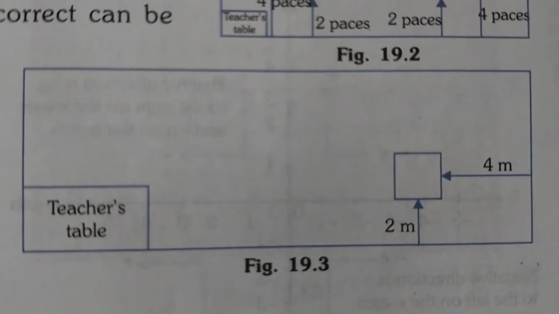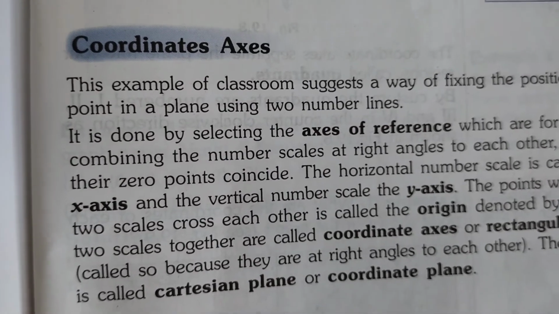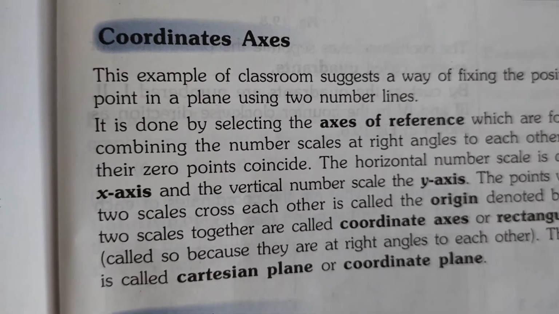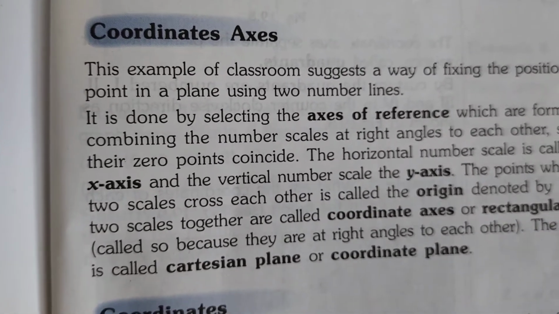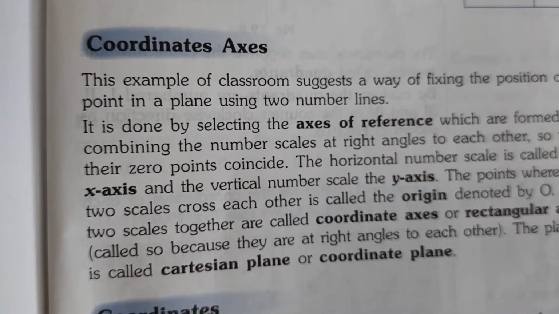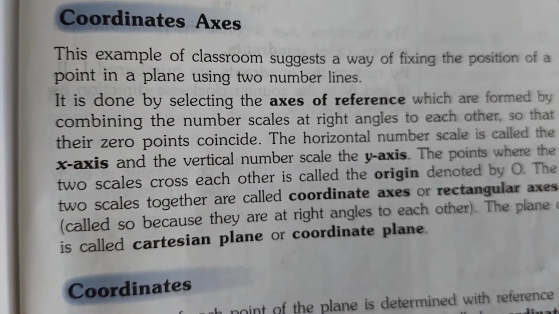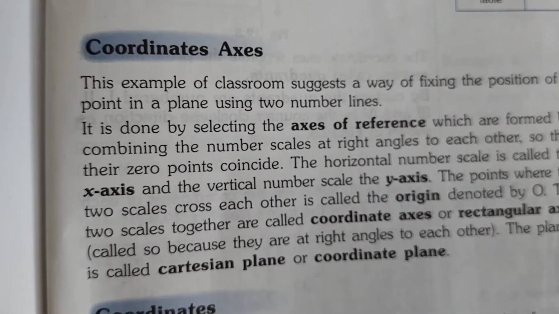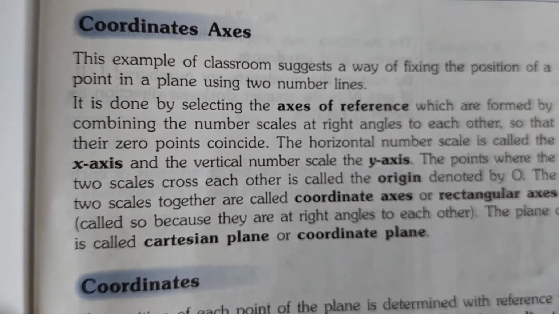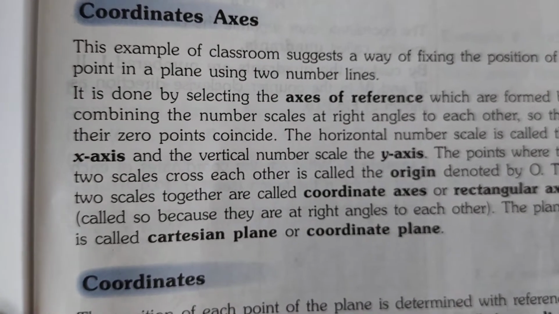Let us observe this. Here, coordinate axes. This classroom example suggests a way of fixing the position of a point in a plane using two number lines. It is done by selecting axes of reference, which are formed by combining the number scales at right angles to each other so that their 0 points coincide. The horizontal number line is called the x-axis and the vertical number line is called the y-axis.